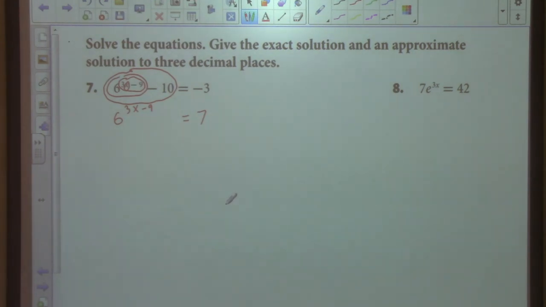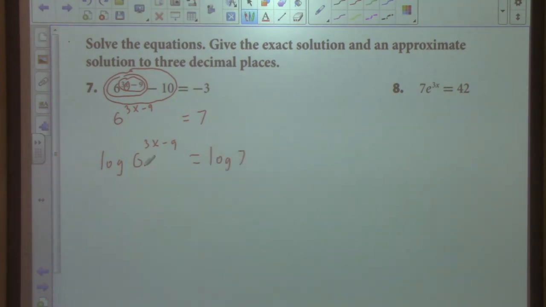What have we done in all the other instances of solving when we didn't graph? Break it out. Okay, what we do is we take a logarithm of both sides. We have log of this side, so log of 6 to the power of 3x minus 9 equals log of 7.